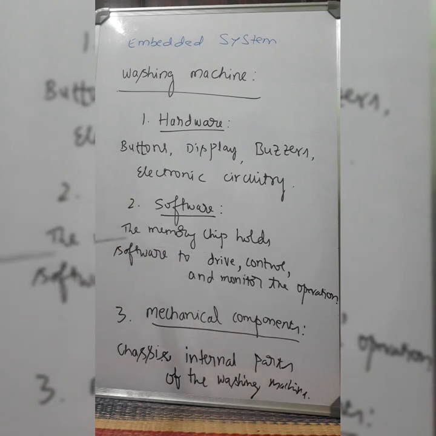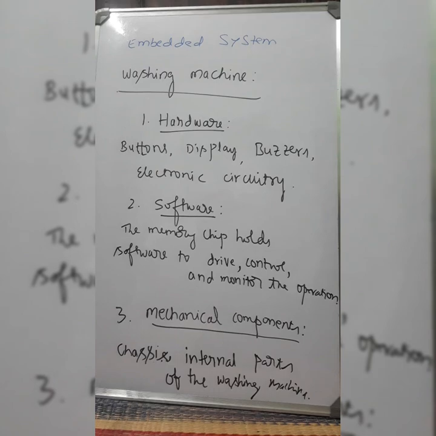Then coming to the mechanical parts, the chassis itself, the external cover itself is one of the mechanical components. Then the internal parts which will allow water to inlet and water to exit. Then the movement of the washing machine part which revolves in different ways to clean up the clothes. So these are all the hardware, software and mechanical components of washing machine, to call it as an embedded system, which is an electromechanical system for a specific purpose.